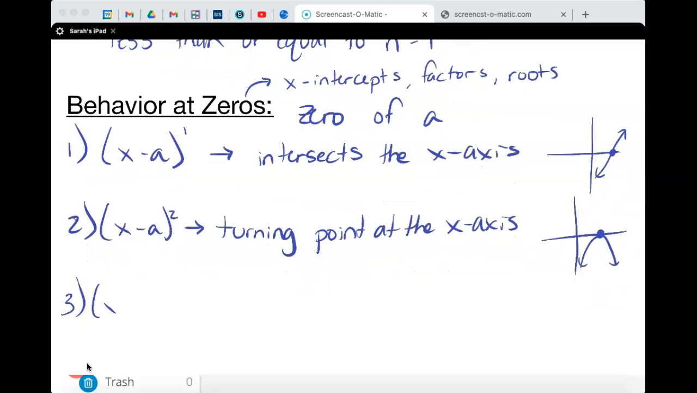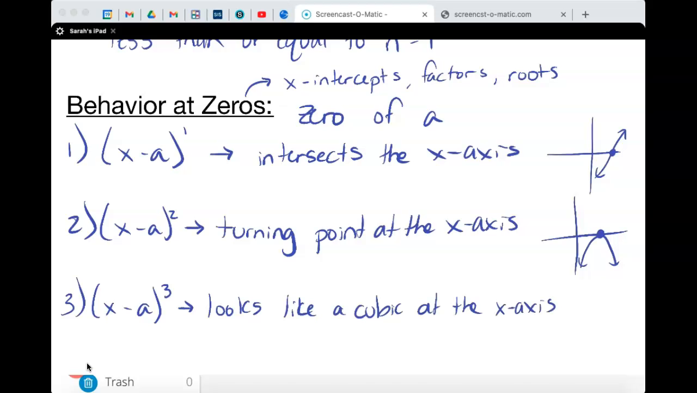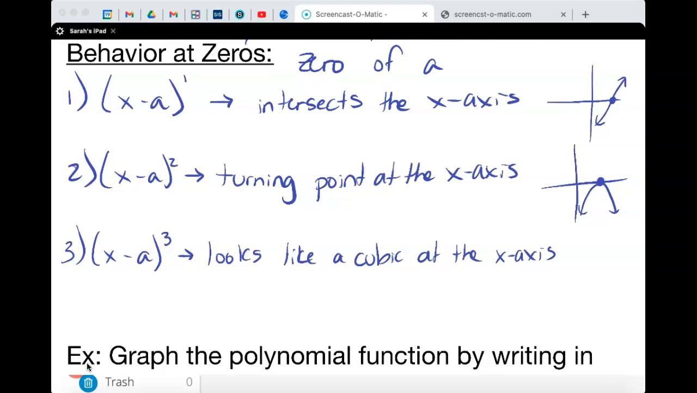And my last option, x minus a to the third power. So I'm going to say it looks like a cubic at the x-axis. So this one was weird. I actually didn't know this until I got this textbook, so it's interesting. So at this x-intercept, it basically flattens a little bit and goes back up. I didn't know that. That's interesting.